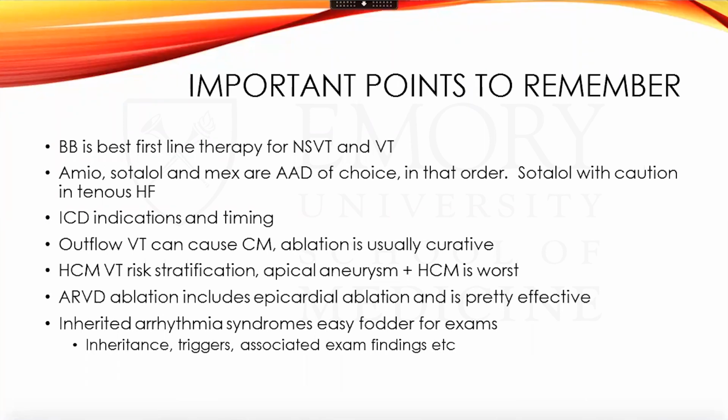Apical aneurysm and HOCM is your worst of the HOCM phenotypes for arrhythmia. Knowing how to risk stratify someone with HOCM to determine if they need a referral for a defibrillator is important. ARVD ablation is pretty effective, especially if it includes epicardial ablation. So now that we've learned that, I think success rates are much higher with ARVD.